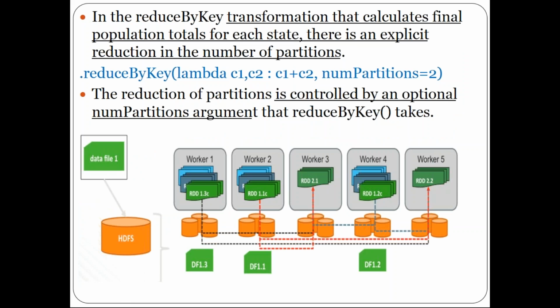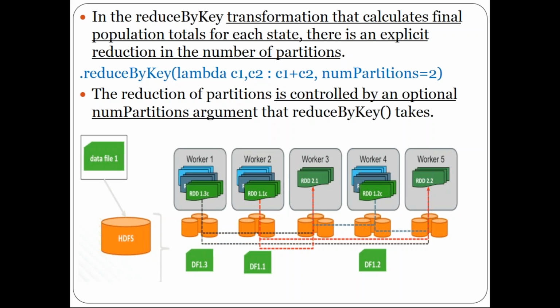Now, guys, this is where the exact difference makes. Now, in the reduced by key transformation that calculates the final population totals for each state, there is an explicit reduction in number of partitions. Try to understand that. The reduction of partitions is controlled by an optional num partitions argument that reduced by key takes. Okay, now, what does reduce by key do?